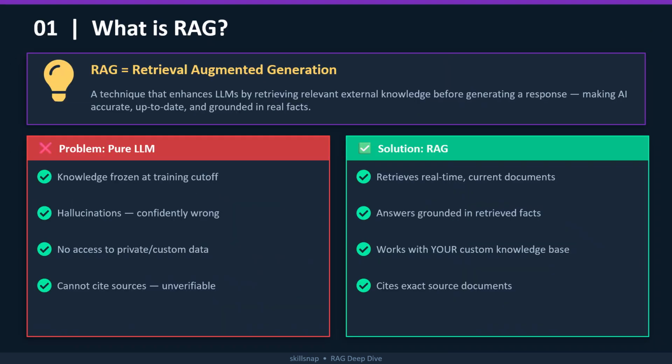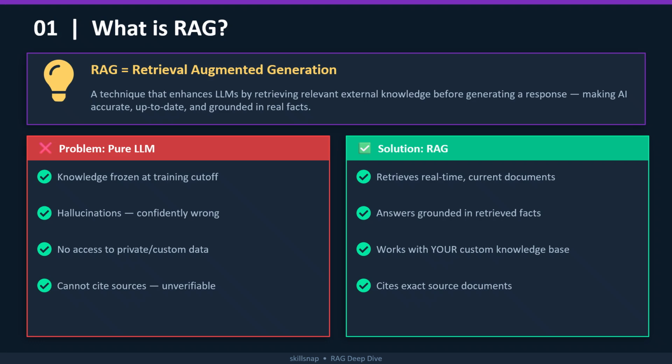So, to understand RAG, you first need to understand the problem it solves. LLMs like GPT-4 or Claude are trained on massive amounts of text data, but the training happens at a fixed point in time. After training, the model's knowledge is frozen. So if you ask a pure LLM about something that happened last month, or about your company's internal policies or a product update from last week, it simply doesn't know. It either says I don't know, or even worse, it hallucinates. It makes something up. This is called hallucination.